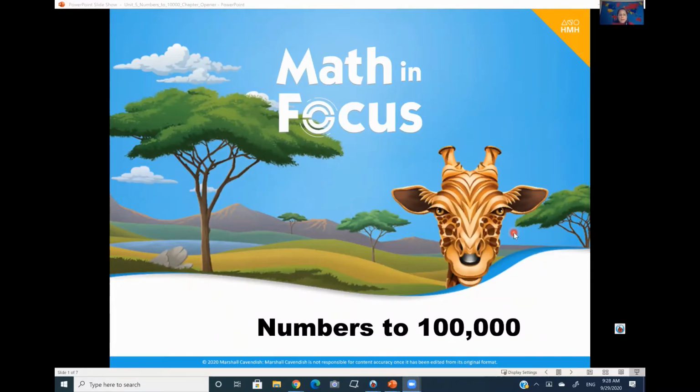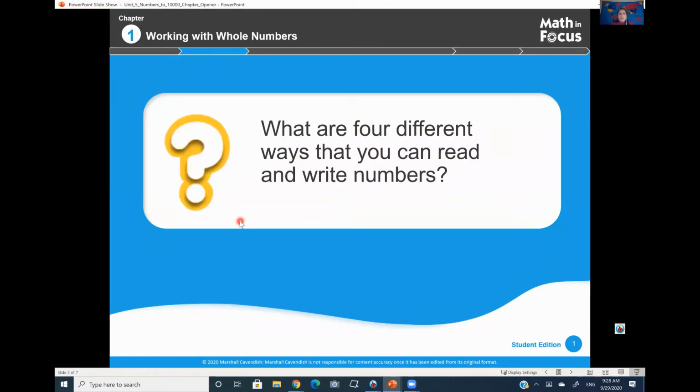Welcome back. Today, we are going to be learning about numbers to 200,000. This is what we're going to try to recall today, which is what are the 4 different ways that you can read and write the numbers.